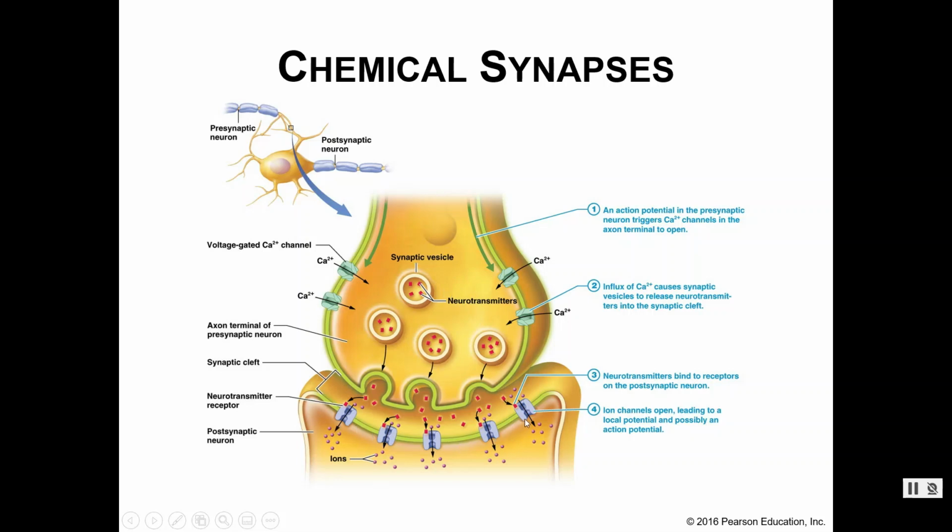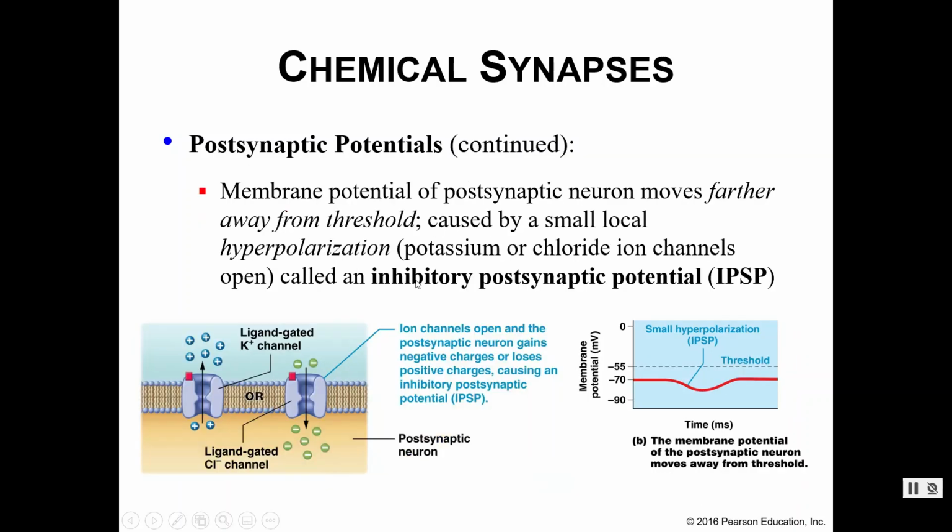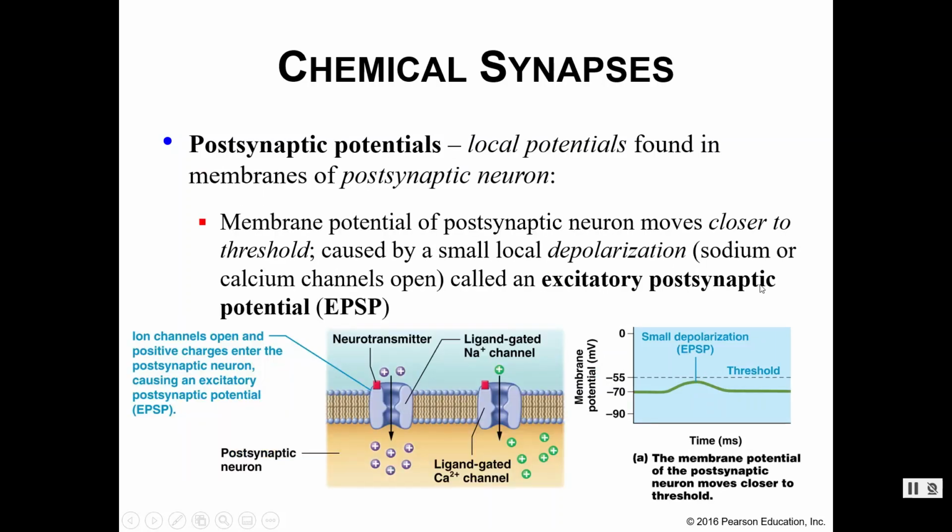What are the effects on this side? These could be excitatory local potentials. We're getting closer to threshold, but they could be inhibitory. We could be getting farther away from threshold. And here's what we're talking about. Postsynaptic potentials are local potentials. We've got two options. We can have excitatory postsynaptic potentials, EPSPs, and we could have inhibitory postsynaptic potentials, IPSPs. Those are our two options.